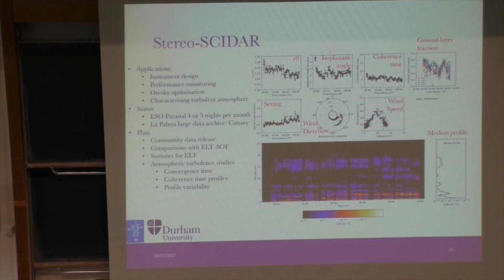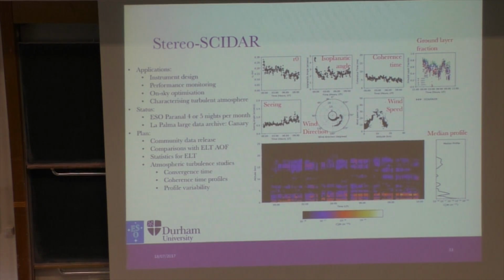So the status is, as I say, we have 4 to 5 nights for Parallel. We also have a large archive from Canary on the planet, where we had perhaps 3 or 4 years' worth of data. And it now looks like the TNT are reassessing the decision to go to the planet. So this data has suddenly become active again. If anyone's interested again, that's public and we can share that data. And the plan is to have a community data release of all of these turbulence profiles from the various sites.